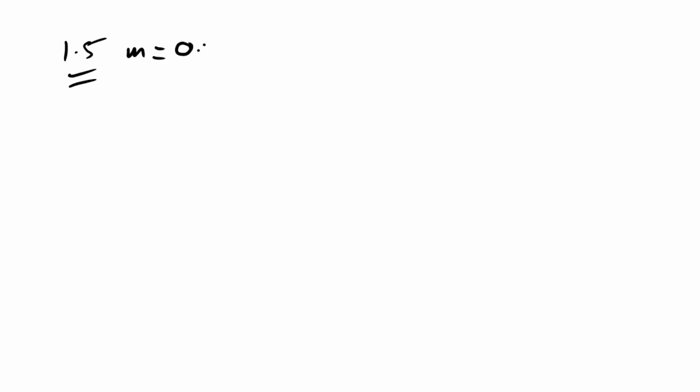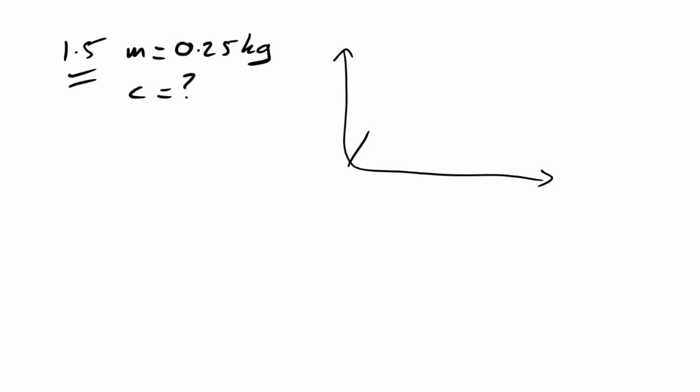1.5, we're given a mass of 0.25 kilograms. We're being asked to find the specific heat capacity when it's in a liquid state. So let's look at our graph again. We're not looking at this bit. We're looking at this bit here. This is temperature and this is time.